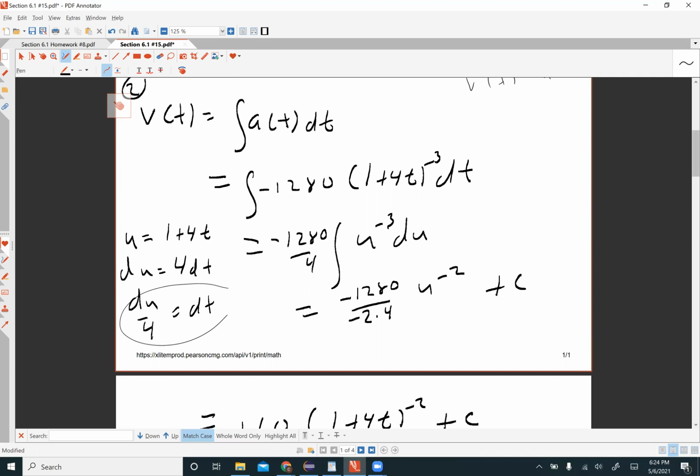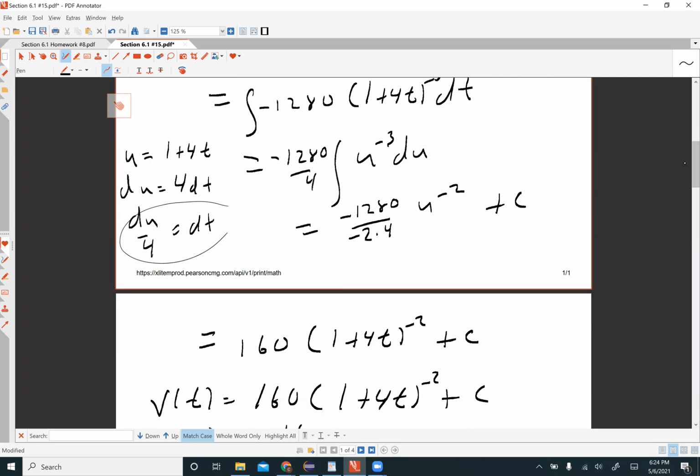And so, yes, we just use the power rule. We just add 1 to negative 3, which gives negative 2, and then divide by it.